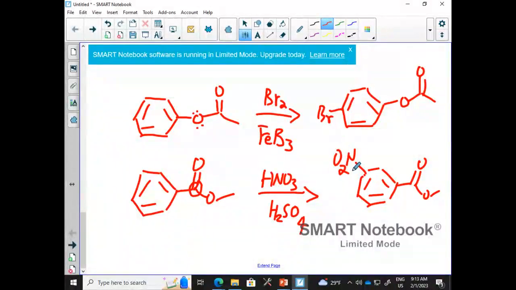Those two things are a bit confusing. The substituent structures are similar, but you have to really look at the details: which atom is bound to the ring. If a lone pair bearing atom is bound to the ring, with the exception of a halogen, they always activate.